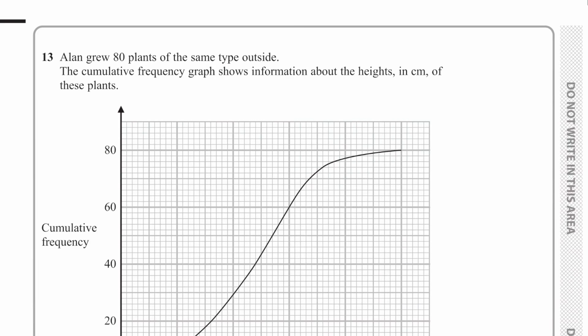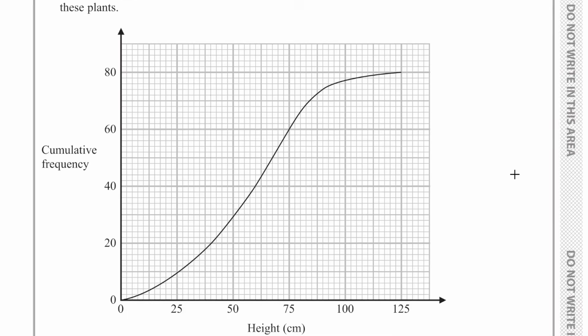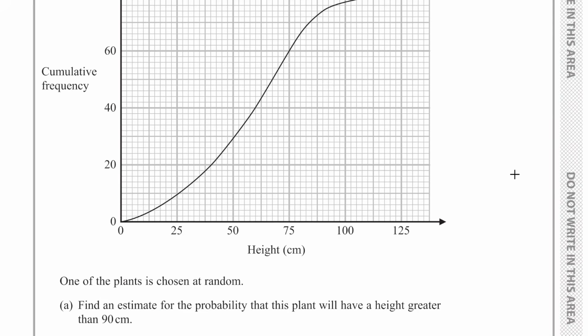Question 13. Alan grew 80 plants of the same type outside. The cumulative frequency graph shows information about the heights in centimeters of these plants. Part A, one of the plants is chosen at random. Find an estimate for the probability that this plant will have a height greater than 90 centimeters. So 90 centimeters on the graph. So we've got 10 little boxes for 25 centimeters. So each little box must be 2.5 centimeters.